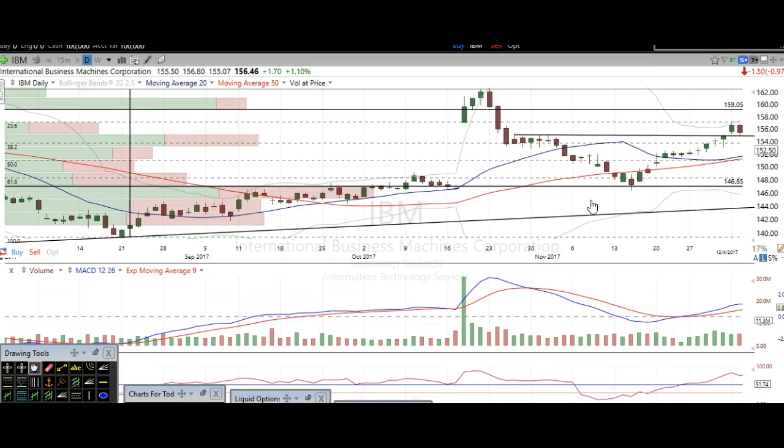So we got the Fibonacci retracement level, the gap fill, the TA reversal, the resistance turning into support, and the volume by price all lining up right here. So let's take a look at this trade and we'll show you exactly what went down.